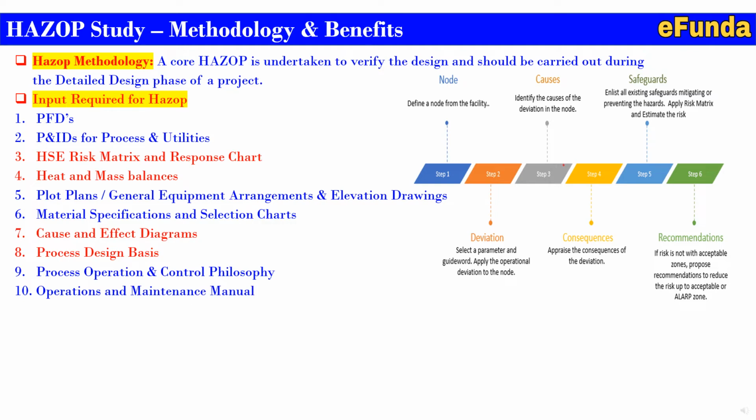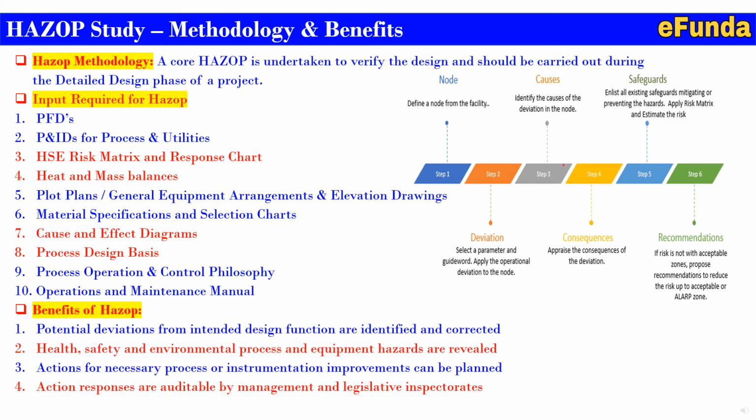and maintenance manual. Benefits of HAZOP: first, potential deviations from intended design function are identified and corrected. Second, health, safety and environmental process and equipment hazards are revealed. Third, actions for necessary process or instrumentation improvement can be planned. Fourth, action responses are auditable by management and the legislative inspectorate. This is how we have seen the HAZOP study methodology and benefits in brief.